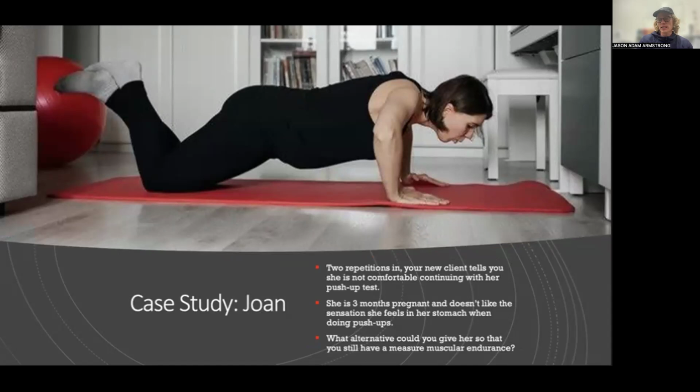I didn't present any specific data for that, so I want you to use your brains and think about, okay, what would I do? I don't have another muscular endurance standard in the ACSM book. So what's my strategy?